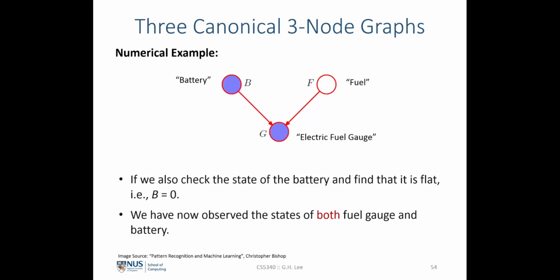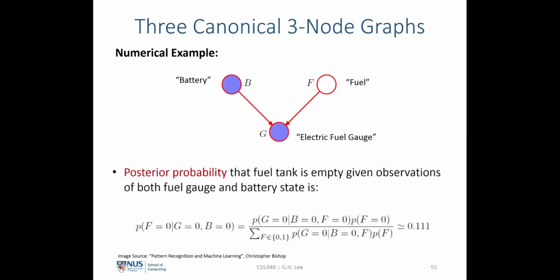And if we also check the state of the battery and find that it's also flat, that is, that the state of B is equal to 0, we have now observed both the states of the fuel gauge and the battery. Let's compute the probability of the fuel being empty conditioned upon the gauge reads empty and the battery is flat. This can be easily computed using the Bayes rule. So here we simply flip this around and then divide by the marginal probability. I'll leave it to you to evaluate this term over here, and following the steps of the computation, we can see that the conditional probability here equals 0.111.